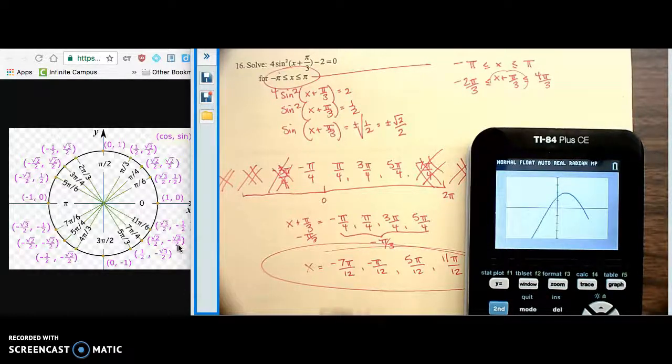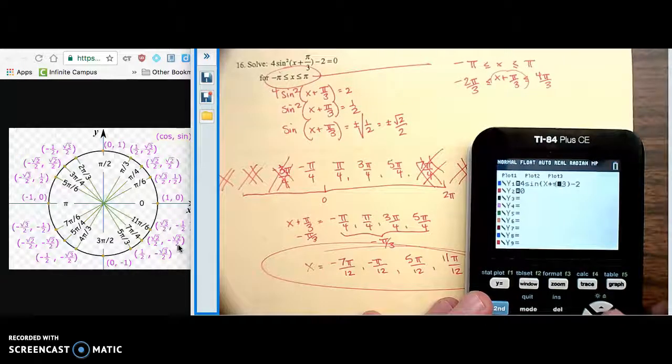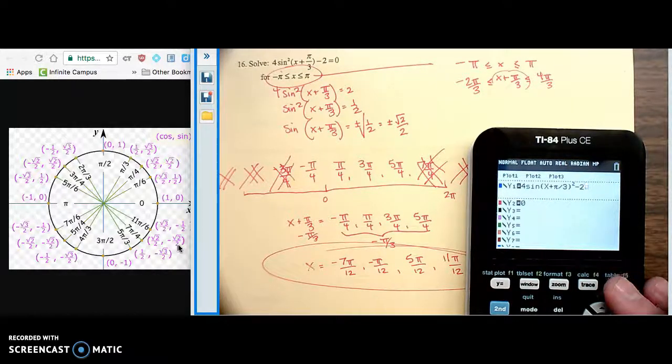I'm sorry, I didn't square it, did I? That doesn't look right. There we go, hold on. Let me insert squared. There you go. It was 4 times that angle squared minus 2. All right, hold on, bear with me.